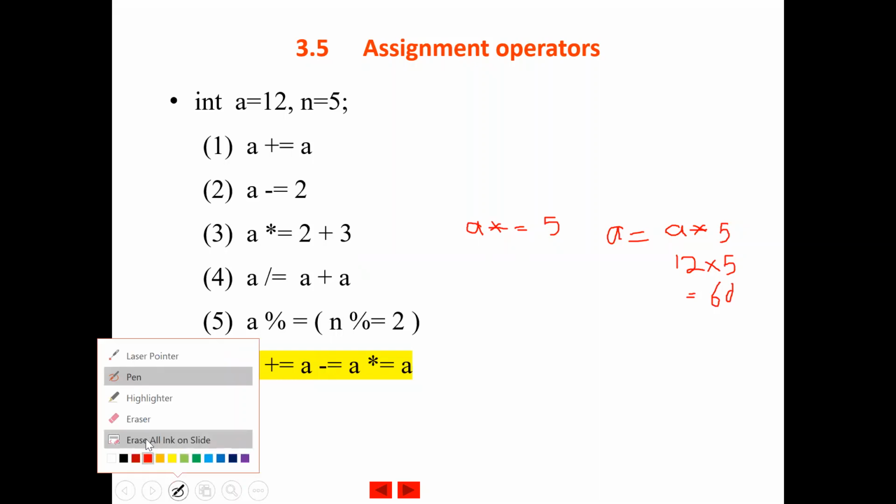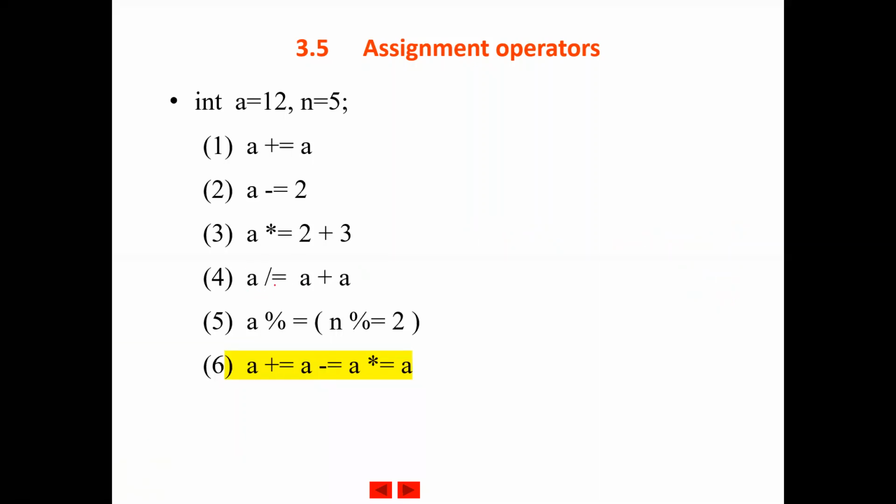And now what is the next one? A divide equal to A plus A. Understood? Before expanding the shorthand assignment operator, you substitute the value of A. What is A? 12 plus 12, right? 12 plus 12 is 24. So rewrite it as A divide equal to 24. Now expand the shorthand: A is equal to A by 24.